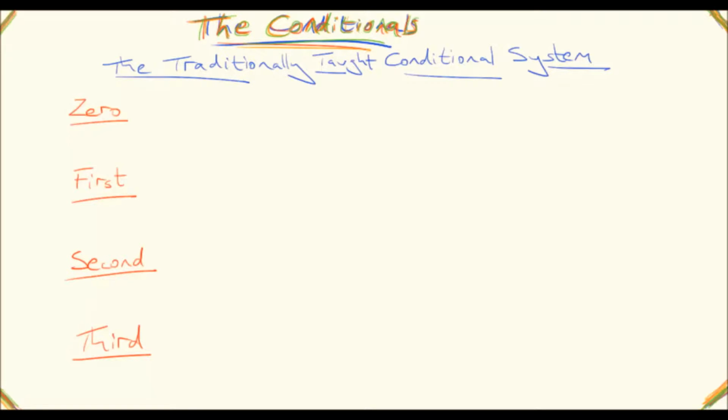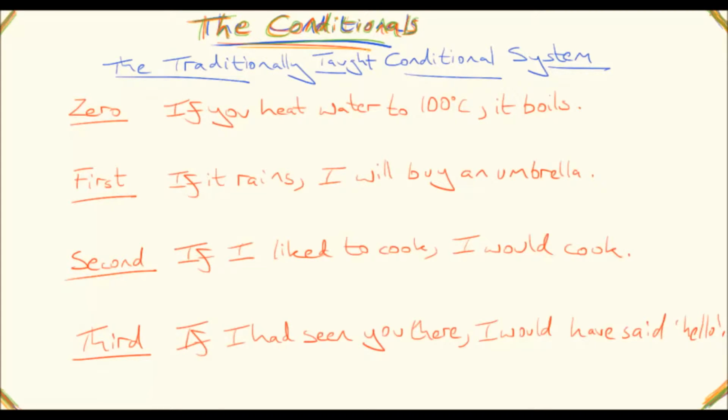Let's get an example of each one. 0 conditional: if you heat water to 100 degrees C, it boils. First conditional: if it rains, I will buy an umbrella. Second conditional: if I liked to cook, I would cook. Third conditional: if I had seen you there, I would have said hello.